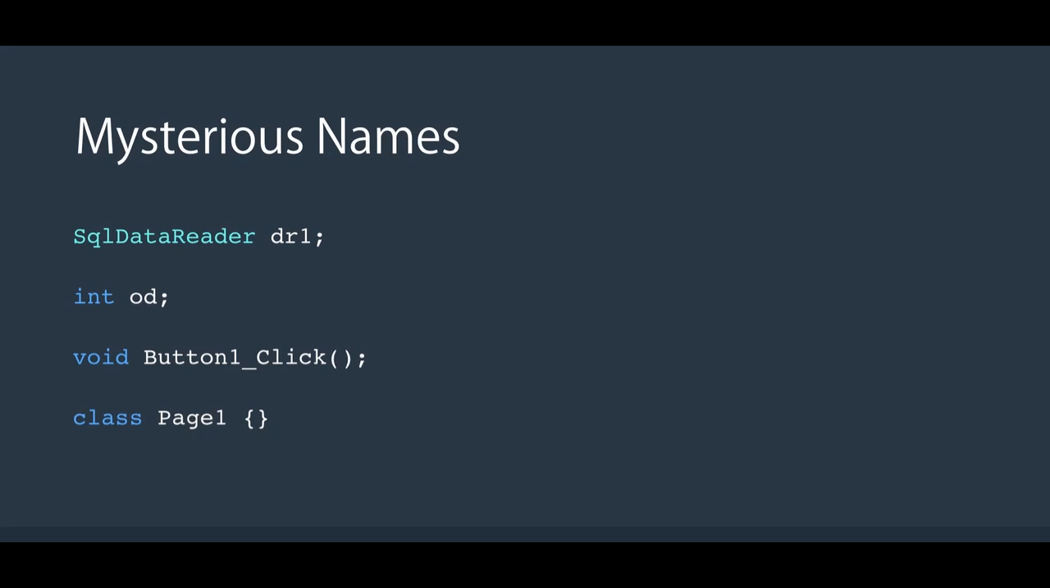Now let's see how we can improve this code. Well, for DR1, we can just use data reader or reader. For OD, we can use overdue days. For button 1, if that button is to check the availability of a product in a stock, we can just call that method check availability underline click. And if page 1 is used to view a customer, we can call that class view customer page.